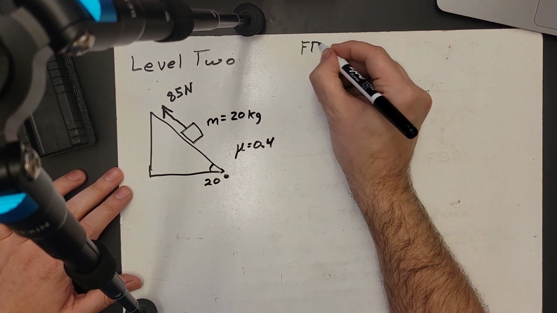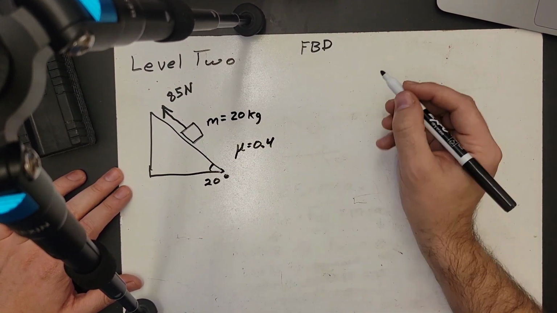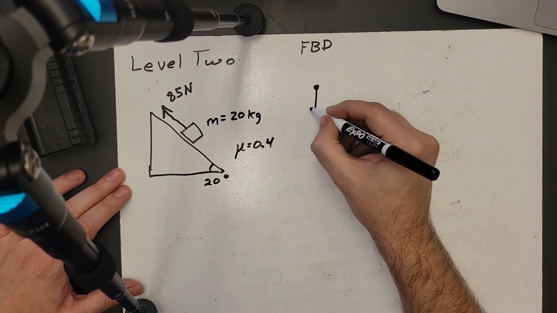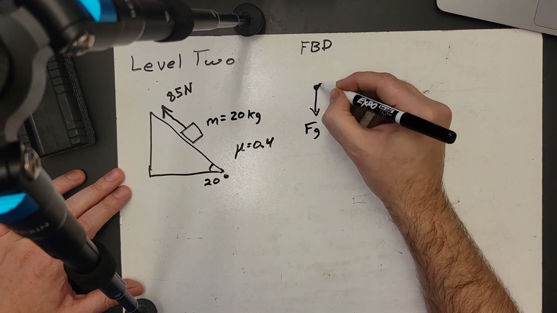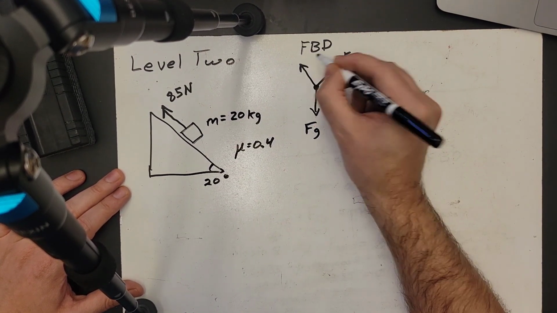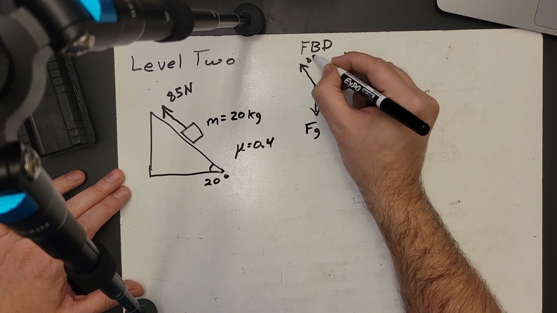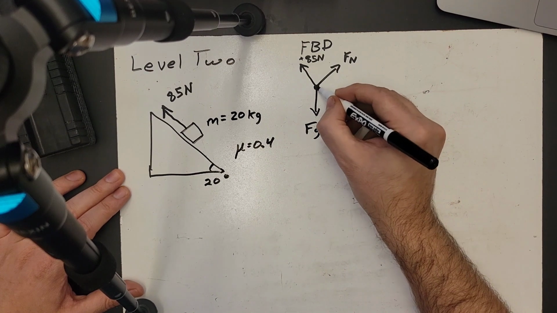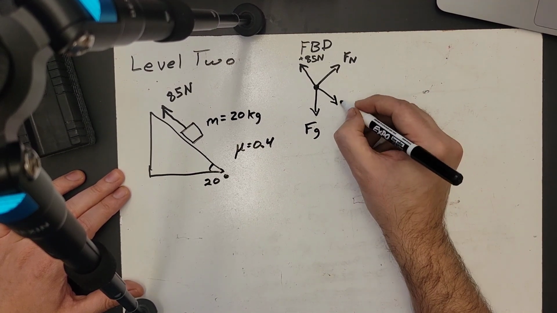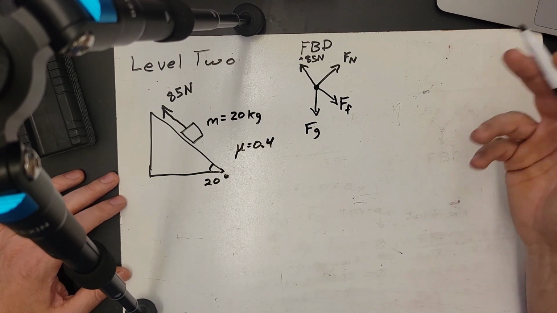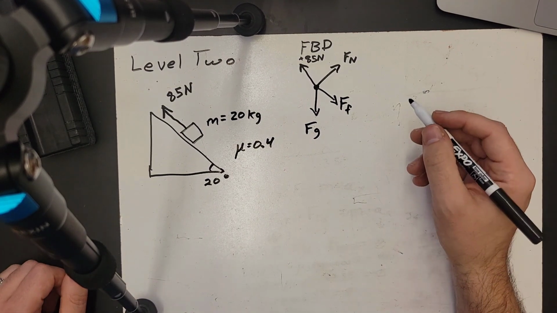Okay, well again, free body diagram, which isn't horribly useful, but we're going to do it anyway, because they like to ask you about it. Got the force of gravity, we got the normal force, we got the applied force, which is our 85 newtons. And then we also, of course, got our friction force. In this case, that's kinetic friction. How do I know that? Because it's moving. That's how I know.